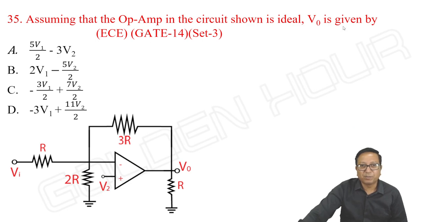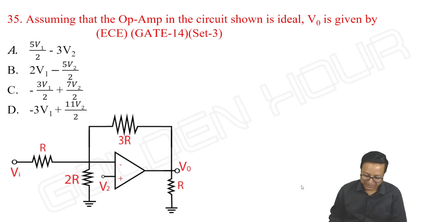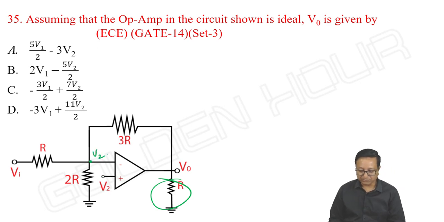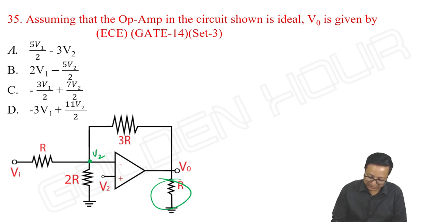Okay, assume that the op amp in the circuit shown is ideal. V output is given by. What is the output of this particular circuit? So very simple. Anyway, this is like load resistor. I need not worry about this. Due to virtual short, this is equal to V2 only. Then just by taking this node equation, we can get the output voltage. That's it.